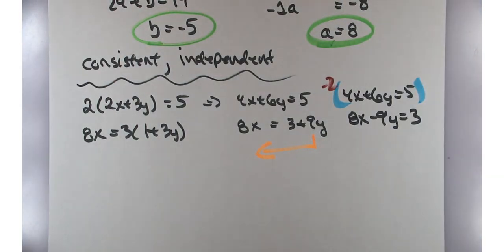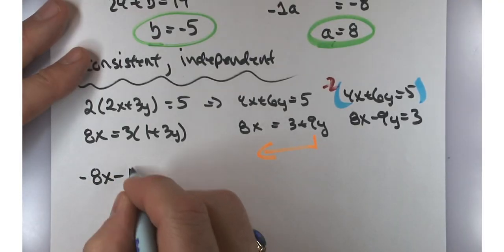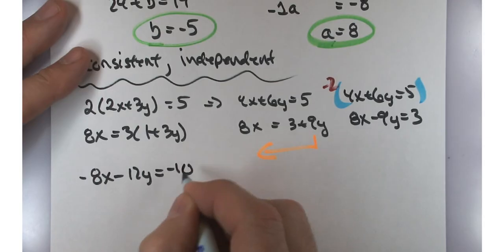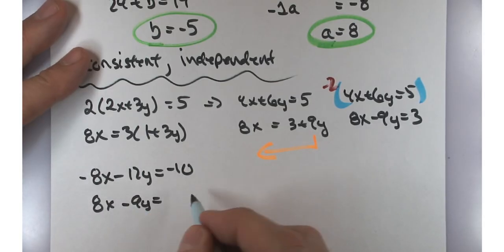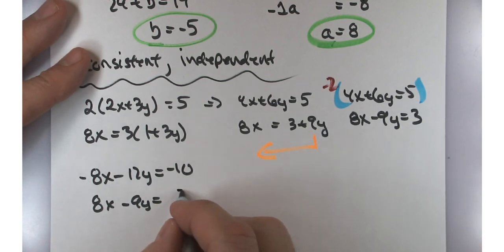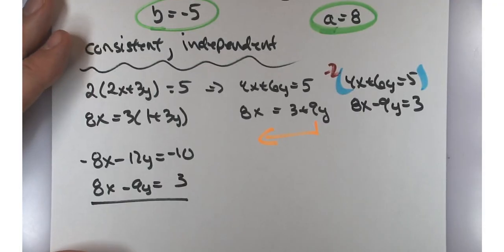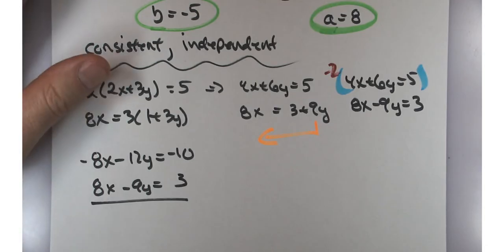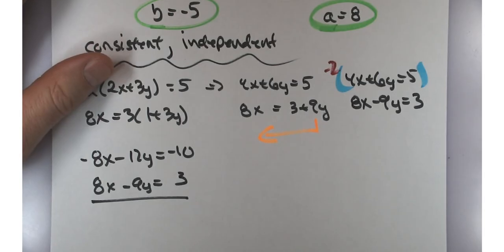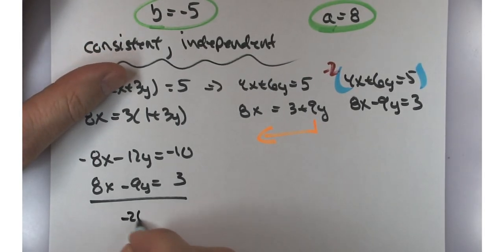And I'll get negative 8x minus 12y equals negative 10. And then 8x minus 9y equals 3. Okay, looking good. Josh, what do I get when I combine the two equations? Negative 21y equals negative 7.